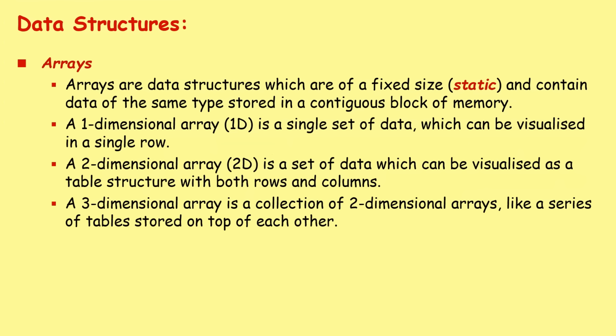1.4.2 Data Structures. Starting with arrays. Arrays are data structures which are fixed size, so they're static, and contain data of the same type stored in a contiguous block of memory. A one-dimensional array is a single set of data, a single row, which is easy to visualize. A 2D array is a set of data which can be visualized as a table structure with both rows and columns. Now, a three-dimensional array can be a bit more complicated because it's a collection of two-dimensional arrays, like a series of tables on top of each other, which can be a bit harder to visualize.